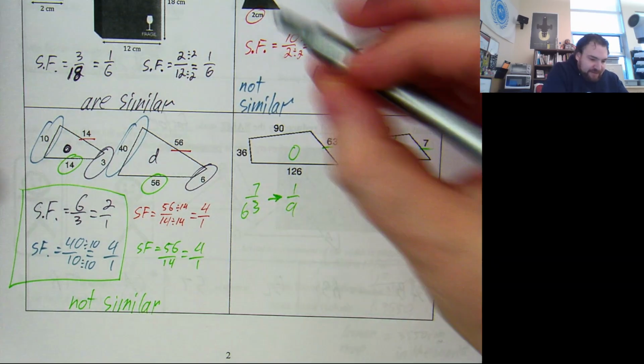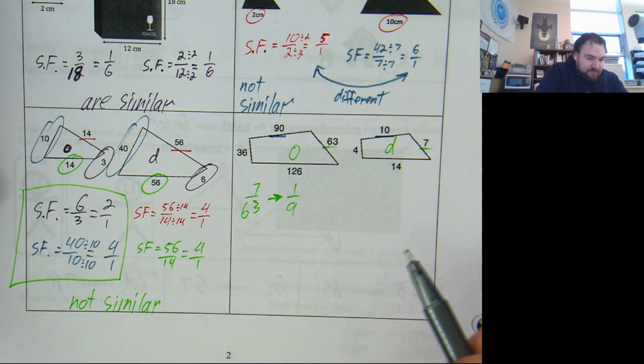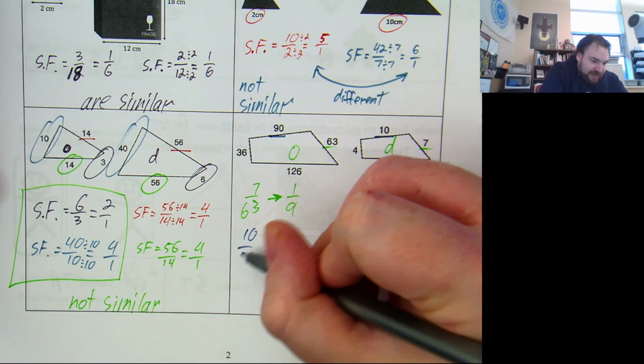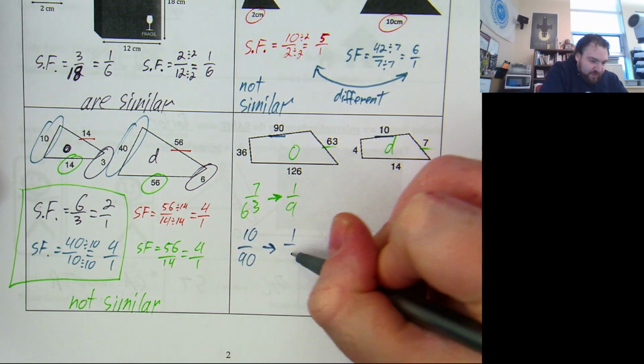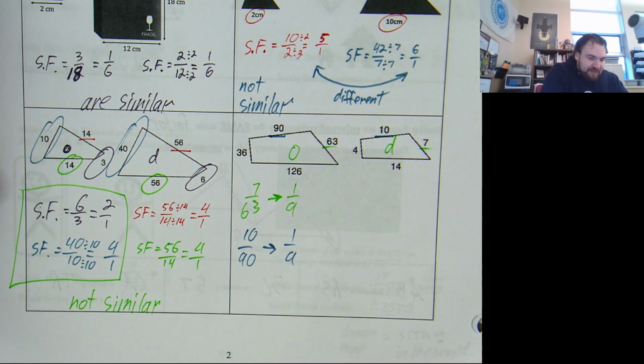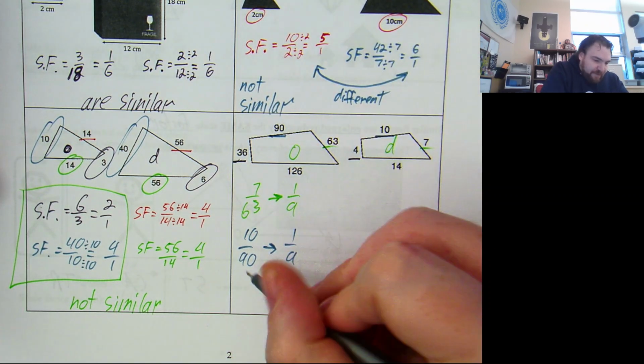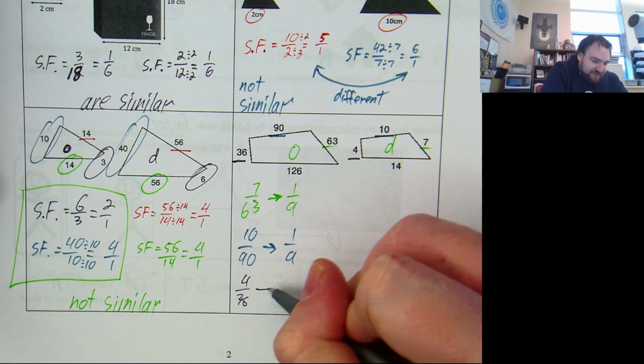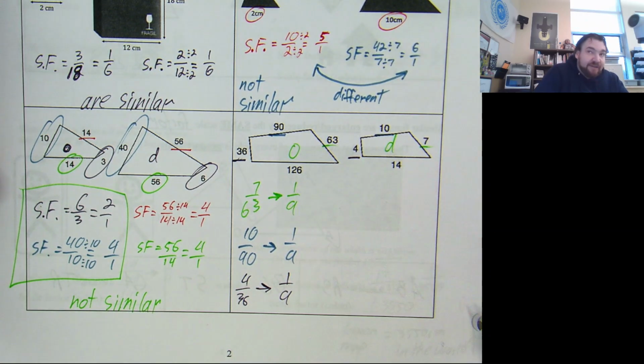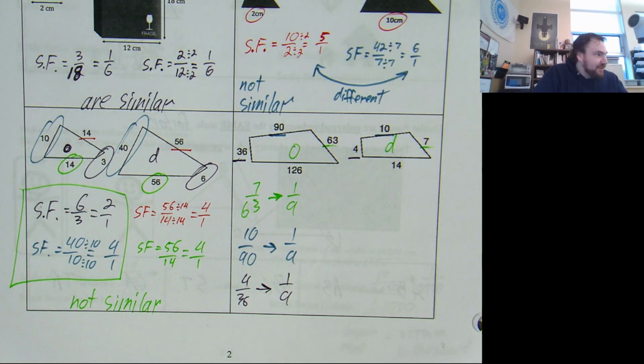Cool. Let's look at these two. I got 10 over 90 reduces to 1 over 9. Sweet. Let's look at these two. 4 over 36 reduces to 1 over 9. The quicker you are at being able to reduce these fractions, something that you did in middle school and we reviewed way back in the second week of September, your life's going to be a lot easier.